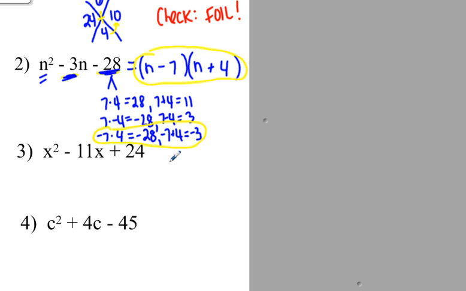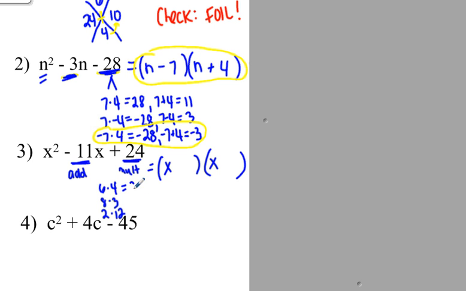Let's take a look at number 3. We are looking for two numbers that will multiply to give me positive 24, but add to give me negative 11. So some factors of 24, 6 times 4, 8 times 3, 2 times 12, just to name a few. So 6 times 4 would equal 24. However, 6 plus 4 equals 10. So this one doesn't work.